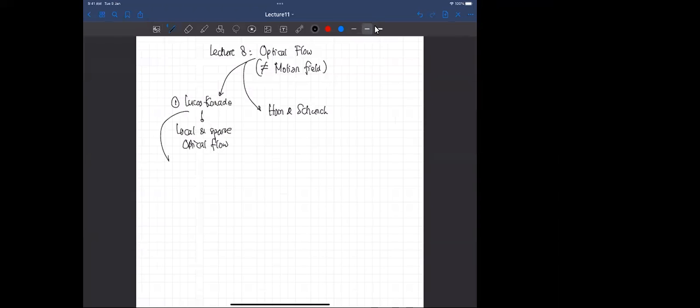So optical flow is different from motion field. It is not the same as motion field. And for optical flow, we have two techniques. One is Lucas and Kanade, and the other is Horn and Schunck. Lucas and Kanade is a local and sparse optical flow. And Lucas Kanade also uses BCC, which is the brightness constancy constraint. And unlike Lucas and Kanade, Horn and Schunck is global and dense.